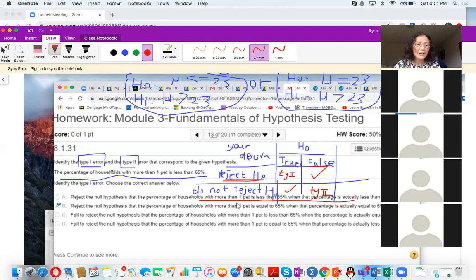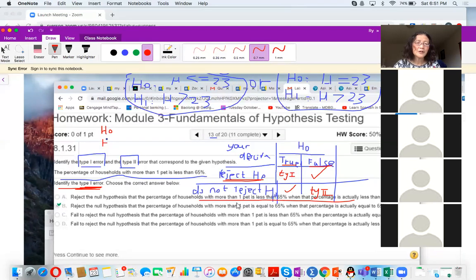Okay. So now let's look at this one here. This is the question: identify type one error. So let's read the statement. Remember type one error, you reject something that is true. The statement: the percentage of households with more than one pound is less than 65%. Based on this statement, what can you write down? What is H0, what is H1?